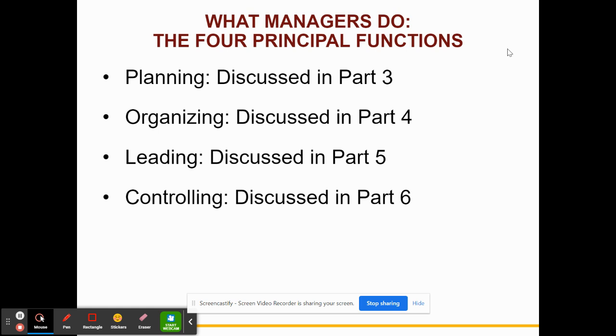Okay, four functions of management. So what do they do? We take a look at planning, organizing, leading, and controlling. Okay, so these four principal functions, bold them, underline them, star them, whatever it is that you think they are important, however you make that. These four functions, planning, organizing, leading, and controlling, very, very vital to what managers do, right?